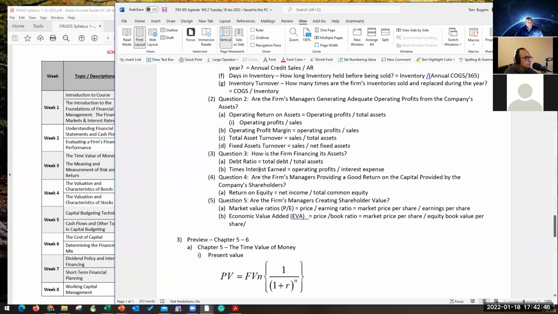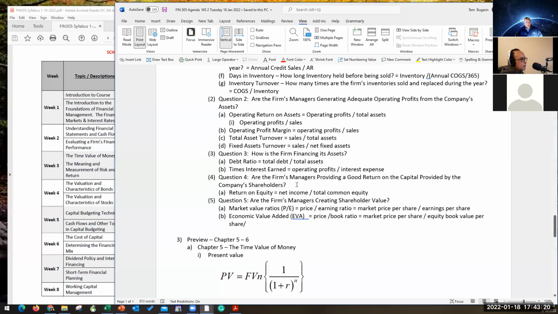The third question is, how is the firm financing its assets? There's a debt ratio, total debt divided by total assets. A person with a high debt over a very small amount of total assets, their debt ratio is very high. So a high debt ratio might not be good. Okay. Times interest earned, operating profits divided by interest expense.